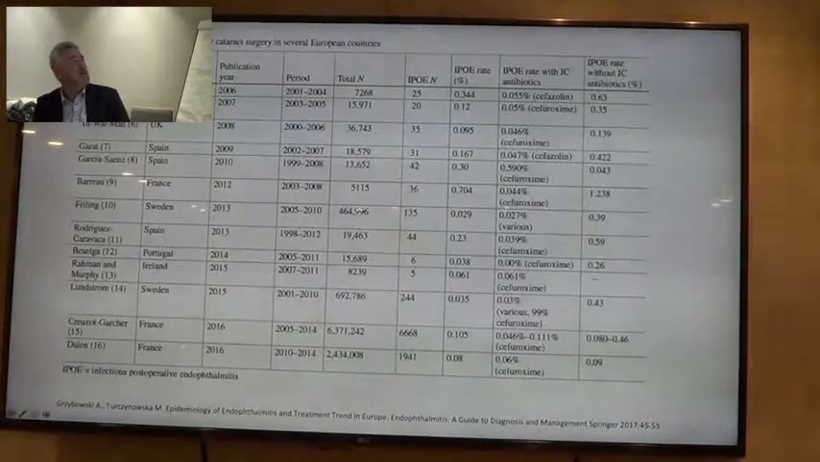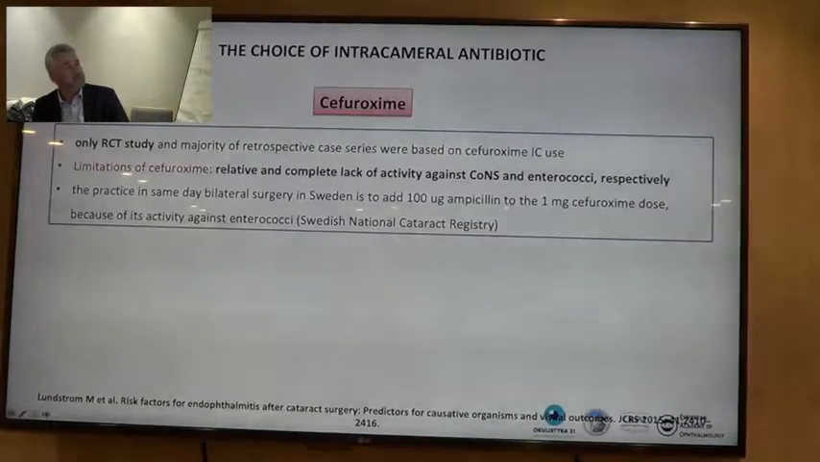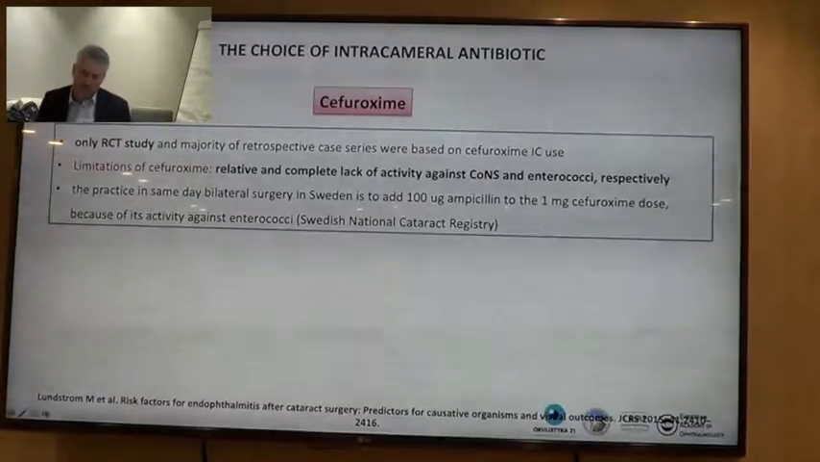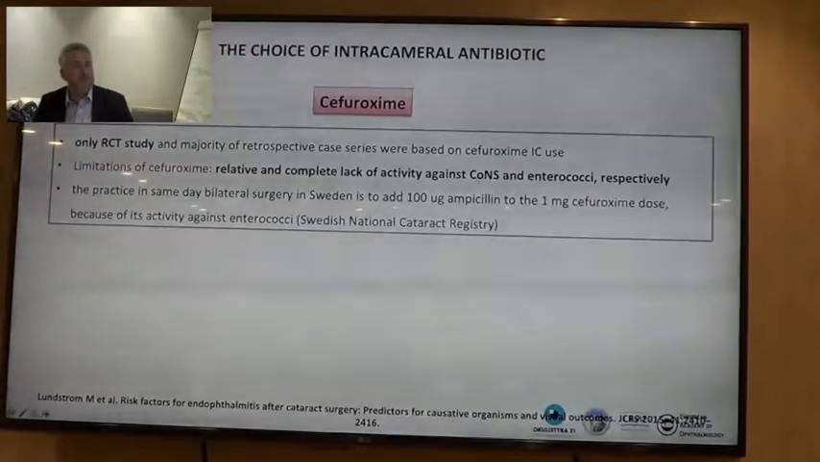Okay, here is another table showing. But what do we know about cefuroxime? Cefuroxime is certainly the best studied intracameral antibiotic. The only RCT study and the majority of retrospective case series were based on cefuroxime intracameral use. However, there are certain important limitations of cefuroxime. For example, its relative and complete lack of activity against coagulase negative staphylococci and enterococci.